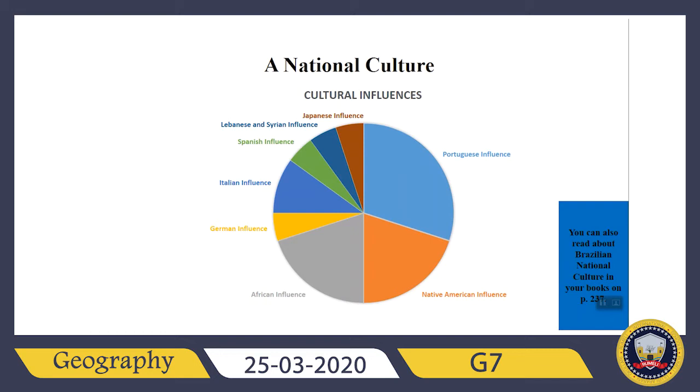Then there was quite a big influence from Italy in the end of the 19th, beginning of the 20th century. The rest of the nations, like people from Germany, from Spain, and from Lebanon, Syria, and Japan, they influenced, but their influence was not as big as the first 4 countries.